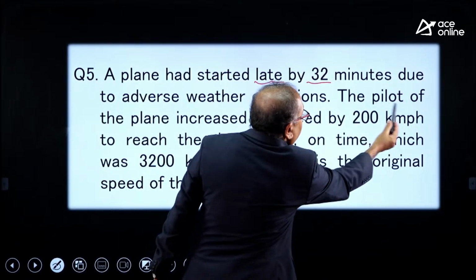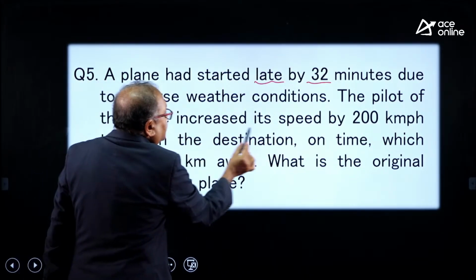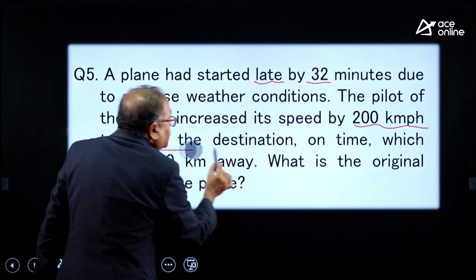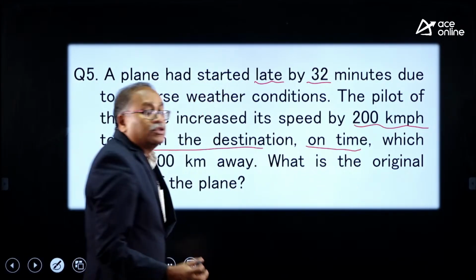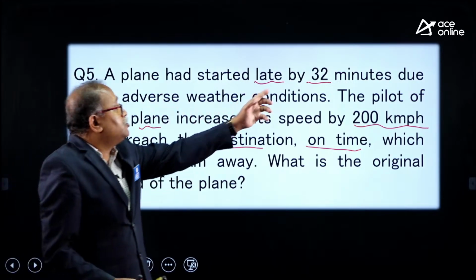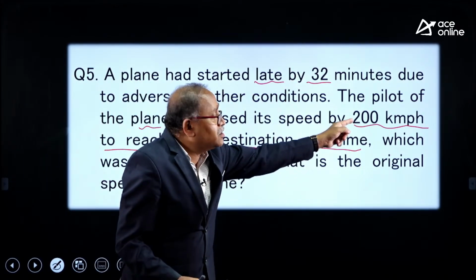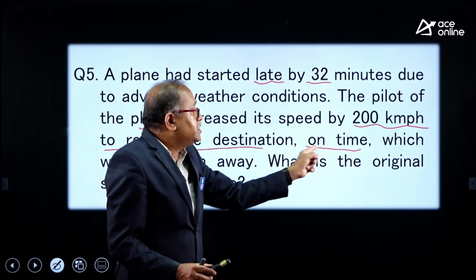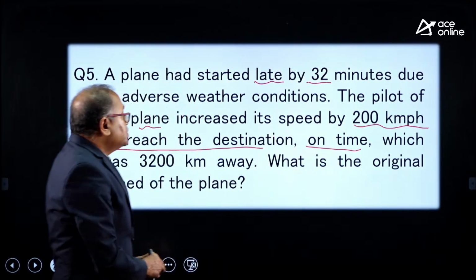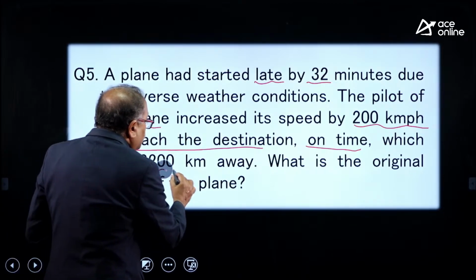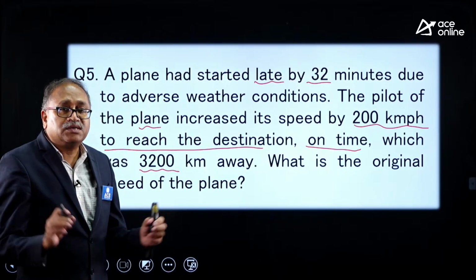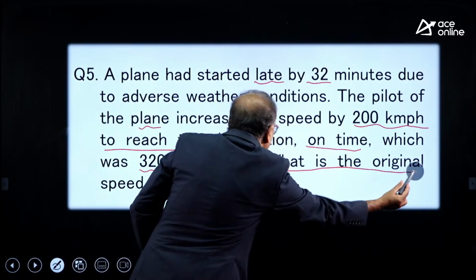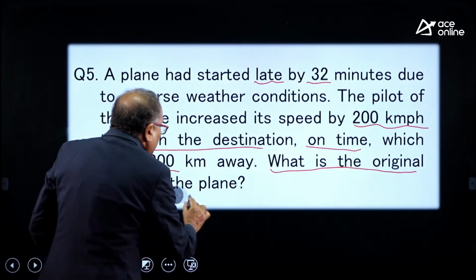Now, the pilot of the plane increased its speed by 200 kilometers per hour to reach the destination on time. So, even though he is 32 minutes late, if he increases the speed of the flight by 200 kilometers per hour, he reaches on time. Now, the question is, which was 3200 kilometers away. The distance is given as 3200 kilometers. Now, what is the original speed of the plane?